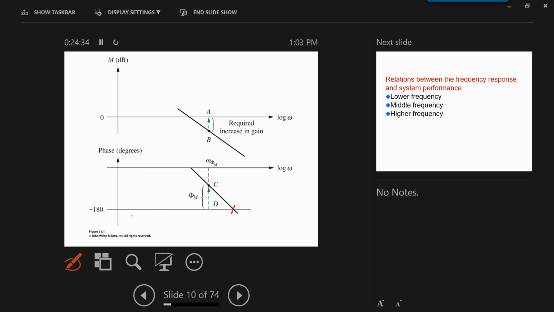This is the gain crossover frequency, omega C, and the phase crossover, omega CP. This is the phase crossover. At the phase crossover, we get the gain margin. So this is the gain margin. So in this slide, I think the crossover is at 90 degrees.